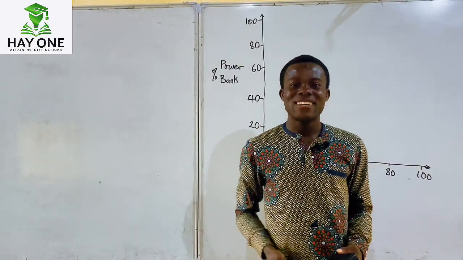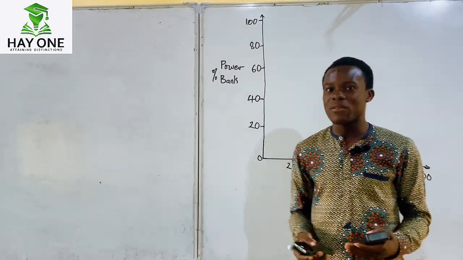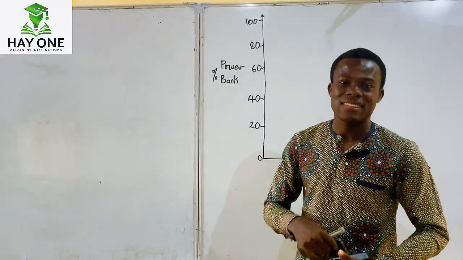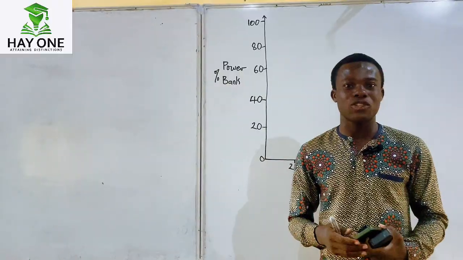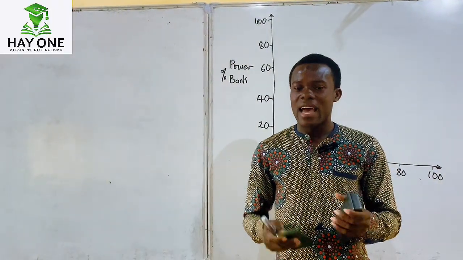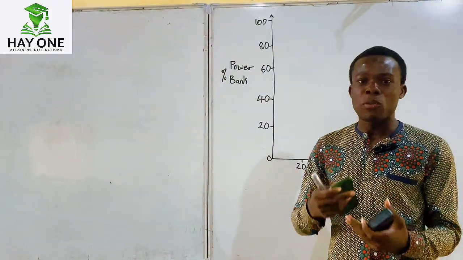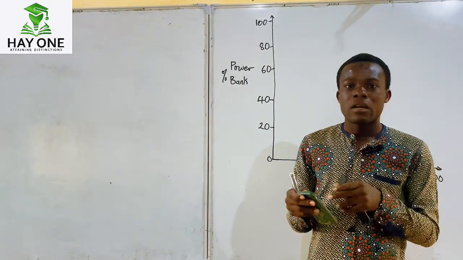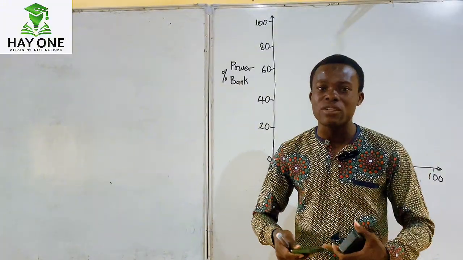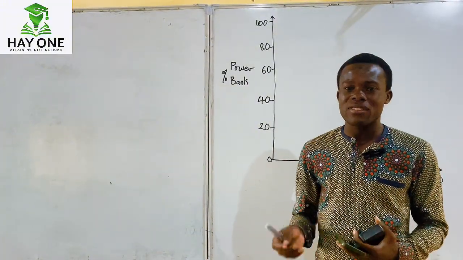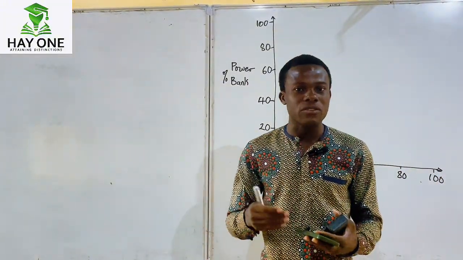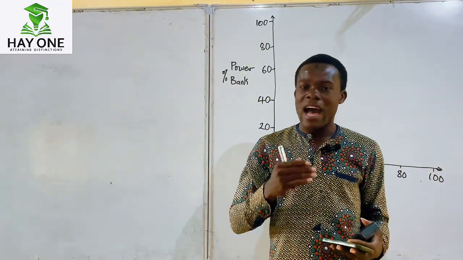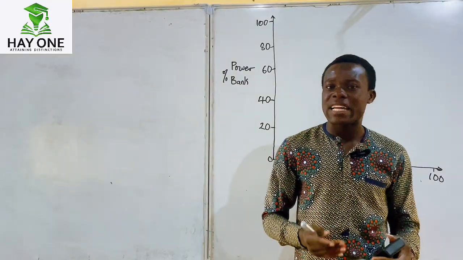Hi everyone. Do you know that there is a relationship between a power bank and a phone? Yes, there is an inverse relationship between a power bank and a phone. That is why as more units of power bank are being consumed, the percentage for the phone continues to increase. So that shows there is an inverse relationship between a power bank and a phone. That is why as one increases, the other decreases.